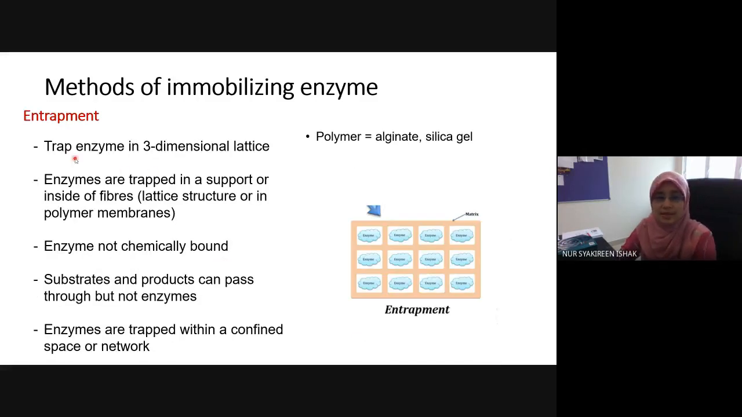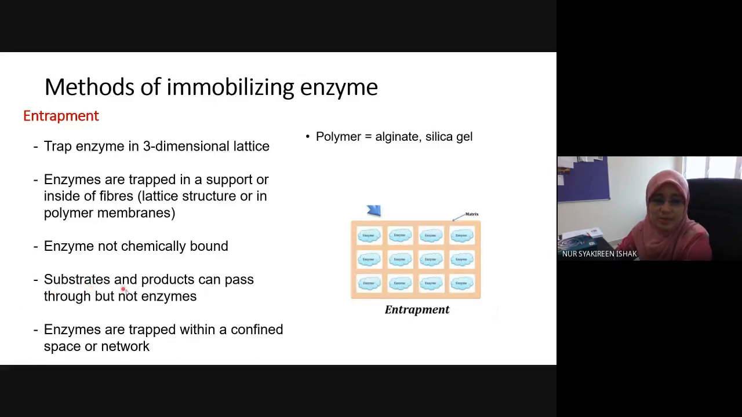So the next method of immobilizing enzyme is entrapment. You trap the enzyme into the support. You trap the enzyme in a three-dimensional lattice, and the enzymes are trapped in a support or inside of fibers, which is a lattice structure, or in polymer membranes. Entrapment is like a container with many partitions. You insert the enzyme. So enzymes are not chemically bound.